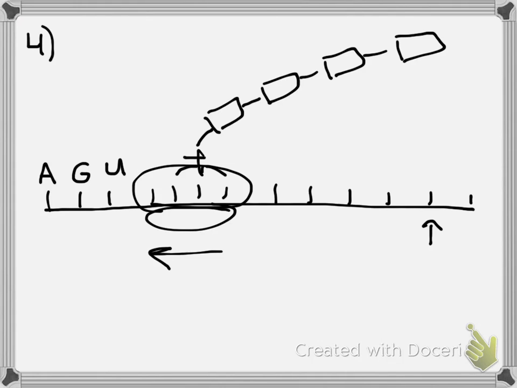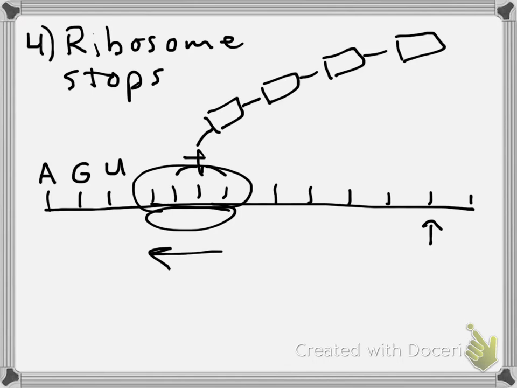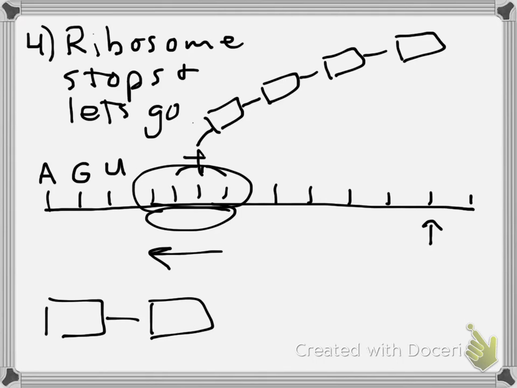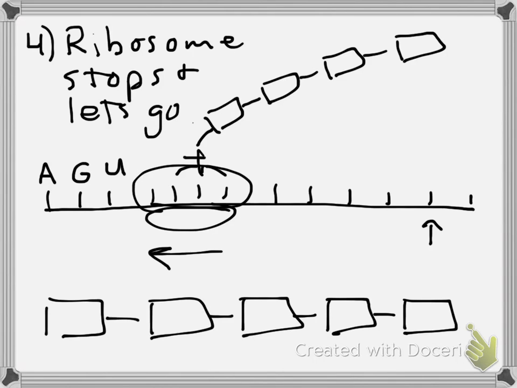So step 4 is the ribosome stops and lets go. At that point, you have just this long string of amino acids. The order of the amino acids was specified by the sequence of bases on the mRNA, and this sequence of amino acids then folds up and makes a protein.